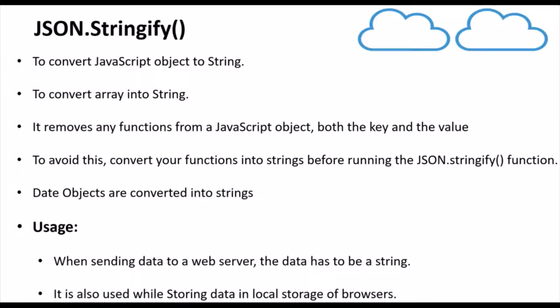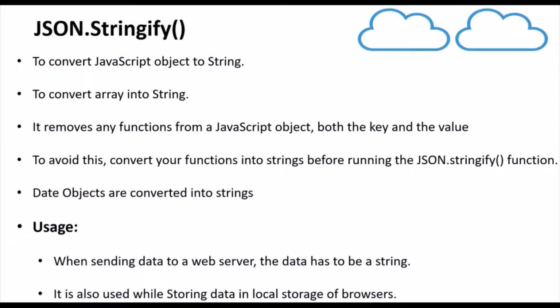Now if you want to avoid this, if you want to keep the function when you convert the object into a string, you have to first convert your functions into strings before using them inside JSON.stringify. That way your functions will be converted into strings, and when you run JSON.stringify on the object, the entire object will be converted into a string and it will contain the function in it.